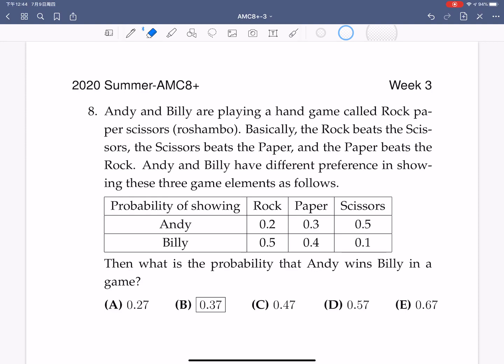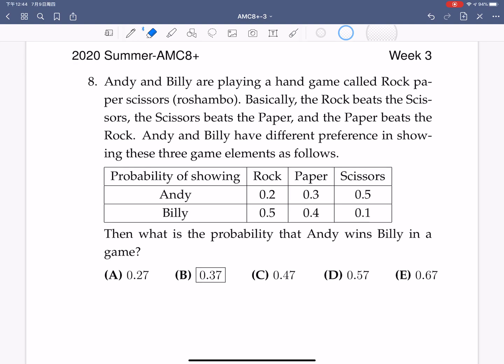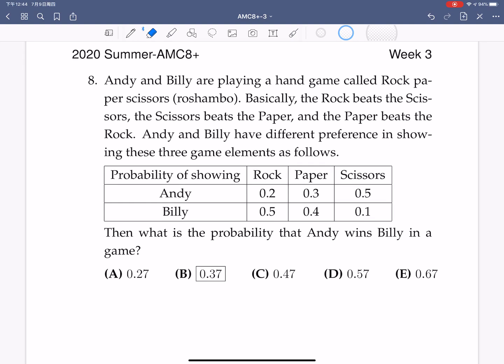Welcome to the second part of solution video. In this video, we are going to discuss problem 8 through problem 14. First, problem 8. This problem is similar to problem 9, the next one.